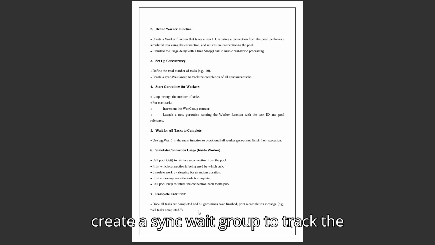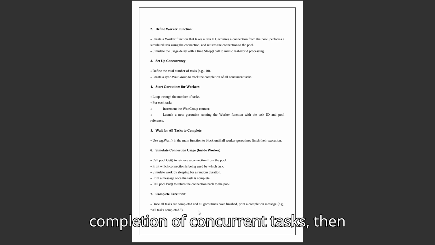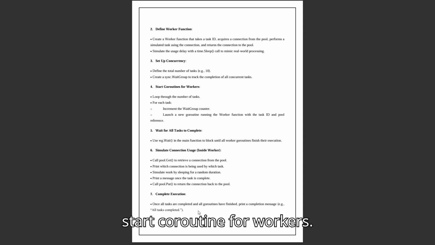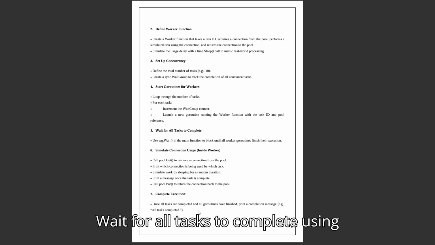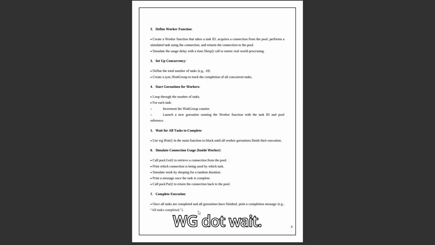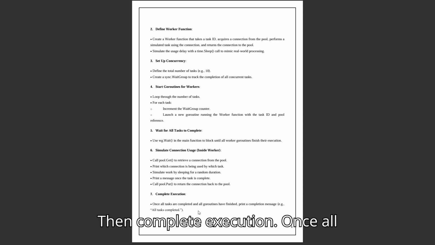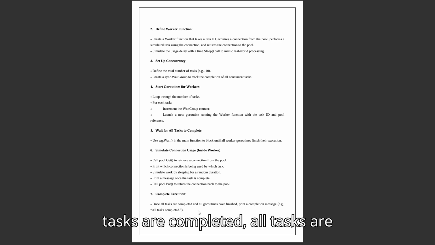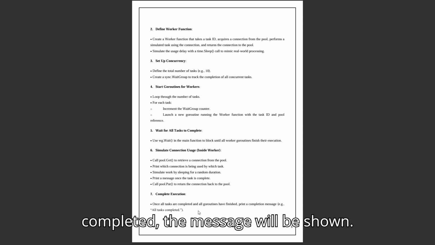Create a sync wait group to track the completion of concurrent tasks. Then start goroutines for workers. Wait for all tasks to complete using wg.Wait. Then complete execution. Once all tasks are completed, a message will be shown.